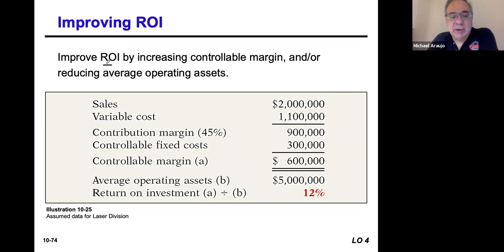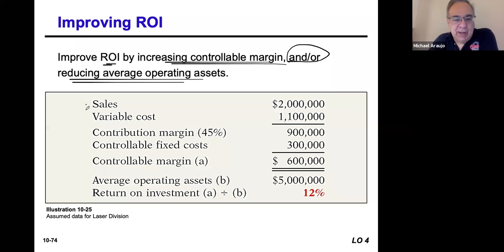So improving our ROI, return on investment, you can do that in a few ways. One, you can increase your controllable margin. That'll provide you with a higher return. You can also reduce your average operating assets. Either way, that's why it's an and/or. Either way, you're going to increase your return on investment. So if you look at a company that had $2 million in sales and 1.1 million in variable costs, they had a $900,000 contribution margin. 45% is their contribution margin. After you take away their controllable fixed costs, their controllable margin was 600,000. Okay, 600,000 on assets of 5 million gave them a return on investment. It's this number divided into that number of 12%.